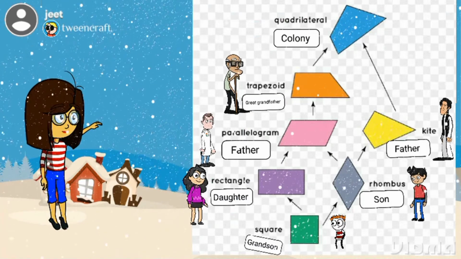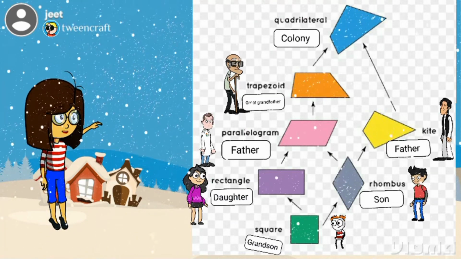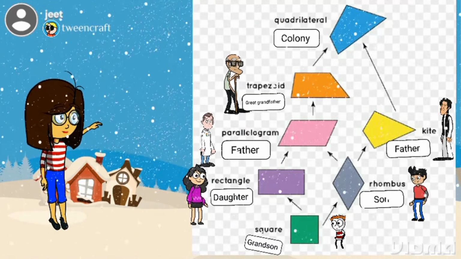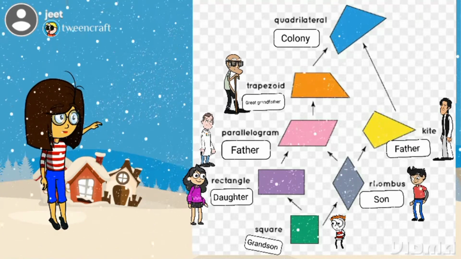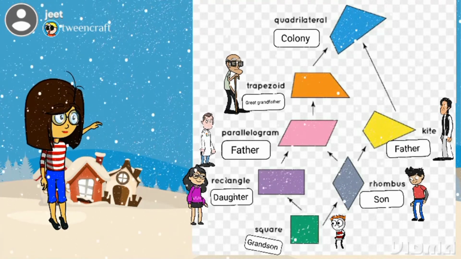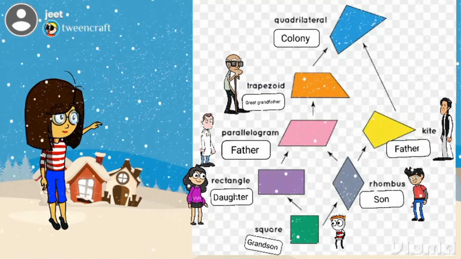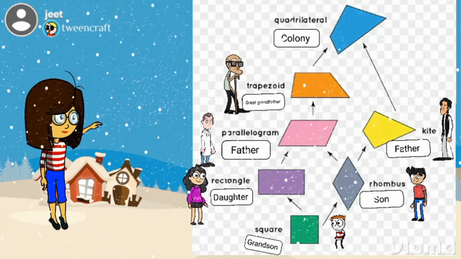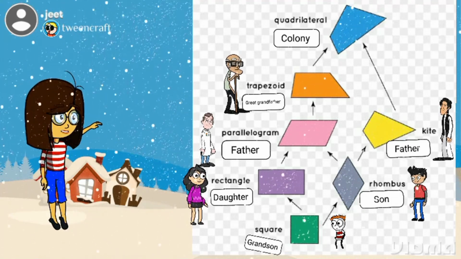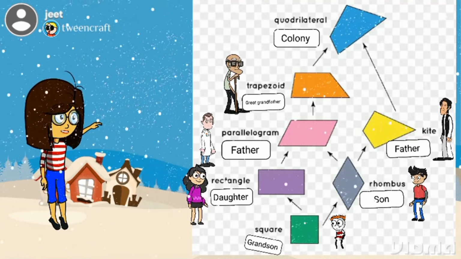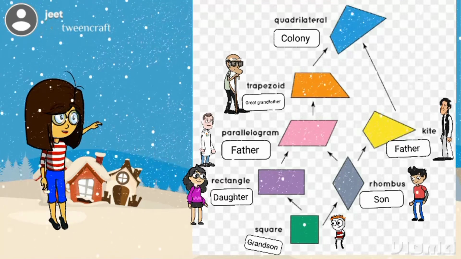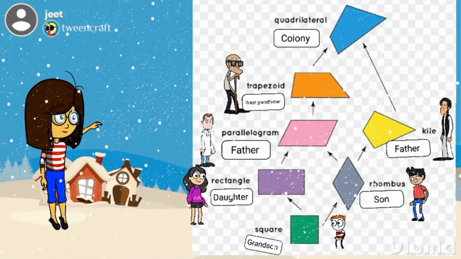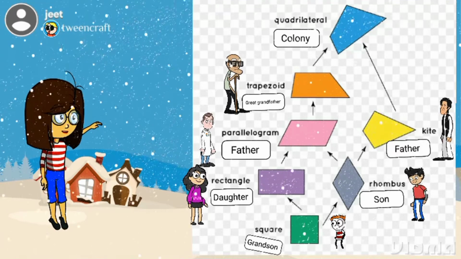In this story, we saw that there was one colony of quadrilaterals, as you can see at the top of this picture. When we entered this colony, we saw two houses. The first house is of the trapezium and the second one is of the kite. As you can see in the picture, one is a trapezium quadrilateral and the other one is a kite. And then we saw that the parallelogram is the son of the trapezium and the rectangle is the daughter of the parallelogram, as we can see in the above picture.